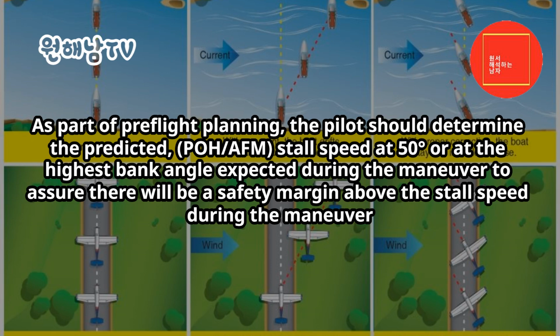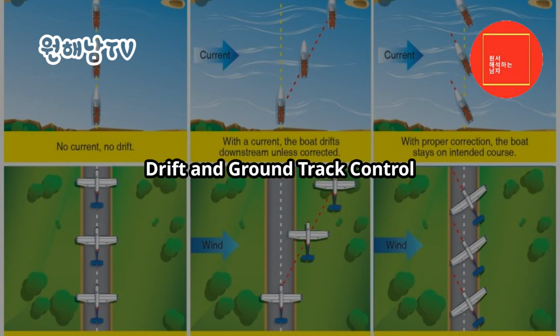As part of pre-flight planning, the pilot should determine the predicted POH/AFM stall speed at 50 degrees, or at the highest bank angle expected during the maneuver, to assure there will be a safety margin above the stall speed during the maneuver. Drift and ground track control.